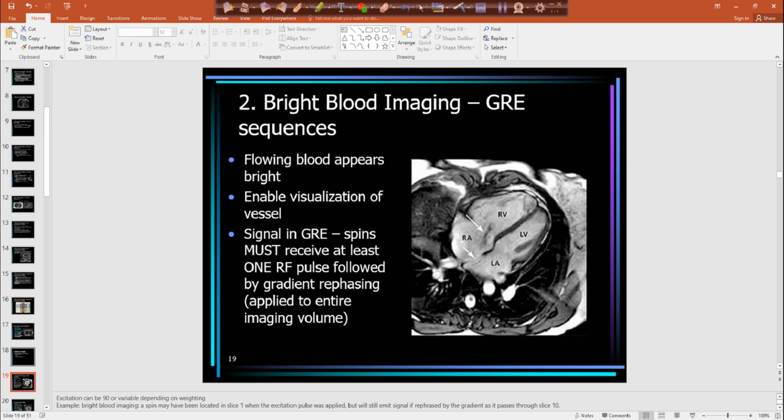So here's just an example of our bright blood imaging. We're using a gradient echo where blood flow is bright. In our gradient echo, it's usually a T1, right? We already talked about that. A T1, what's a T1 gradient echo? Is it a coherent, incoherent, steady state precession? Which one was it? Do you remember?